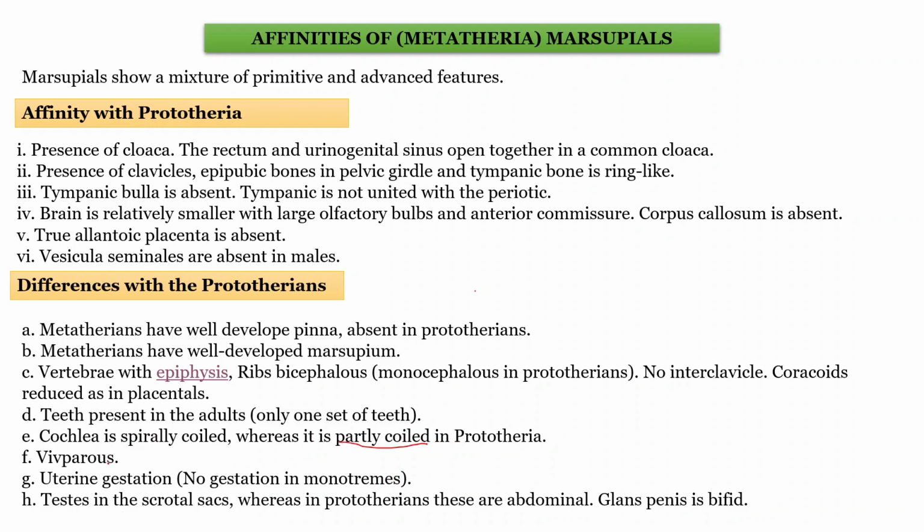These metatherians are viviparous. And uterine gestation, in the uterus, gestation happens in the case of metatherians. But in the case of monotremes, that is prototherians, it is not so. And testis, where is it located in metatherians? It is located in the scrotal sacs. But in prototherians, it is abdominal. And glans penis is bifid. I have shown you in that video about the metatherian what a bifid penis is. Yes, glans penis is bifid in metatherians. That is another difference from prototherians.